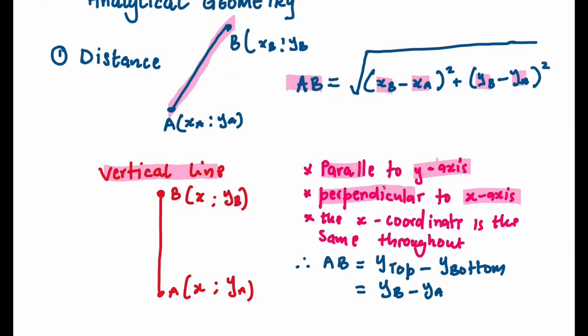If the x coordinate is the same throughout, there is no change in x, so that means that line is vertical. Now, to calculate the distance for any vertical line, if here is our line, you see that x is the same throughout. You just say y top. In this case, the point at the top is B. So it is YB minus YA. There is no need to use the distance formula if your line is vertical. You can just say y top minus y bottom.